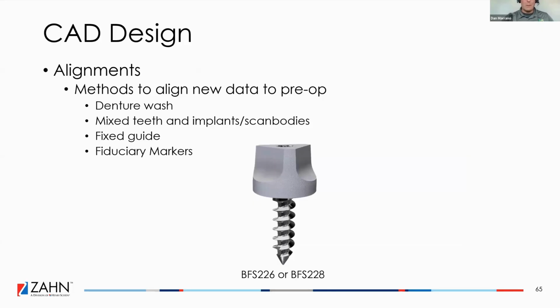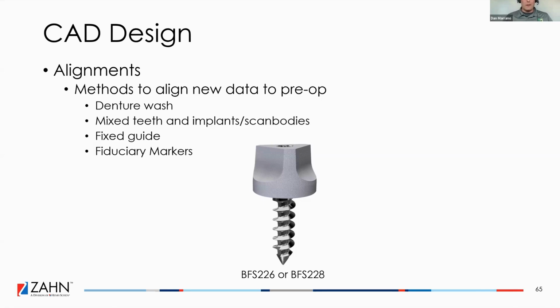And I mentioned some methods of alignment. You can't lose your alignment along the way. You would just be completely guessing because any of the pre-surgical data, like the teeth or whatever, they're all gone. So you would have no way to really align that back.